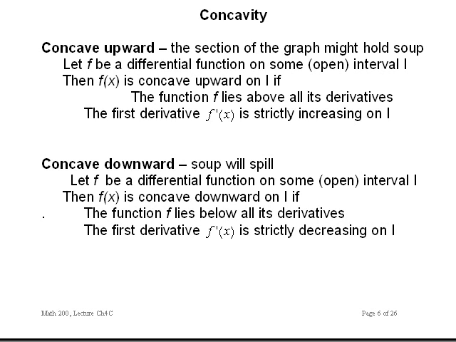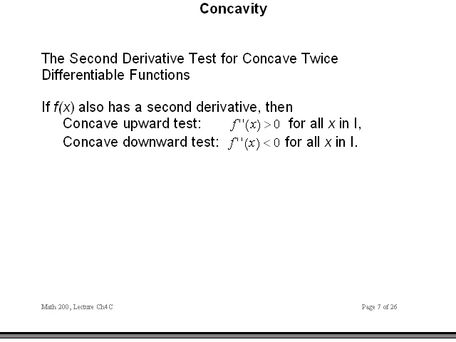If the function has 2 derivatives, though, the sign of the second derivative will tell you whether it's concave upward or concave downward. You have to have 2 derivatives, and if that second derivative is positive on that interval, it's concave upward. It will hold soup. If the second derivative is negative, it's concave downward, and soup will spill. Therefore, it's negative because you don't have soup. You've lost your soup. All right? So I'll show you a picture to make that clearer.